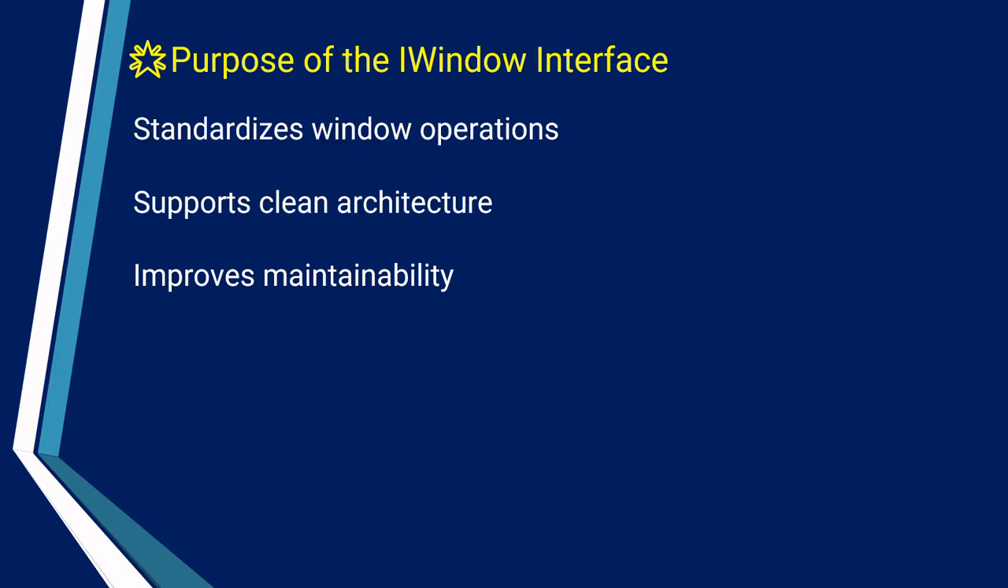The purpose of the IWindow interface is to standardize how windows behave. By defining common operations, it promotes clean architecture and improves long-term maintainability.